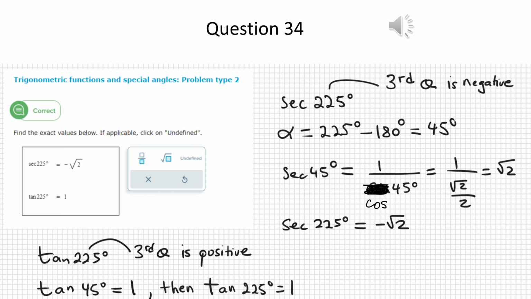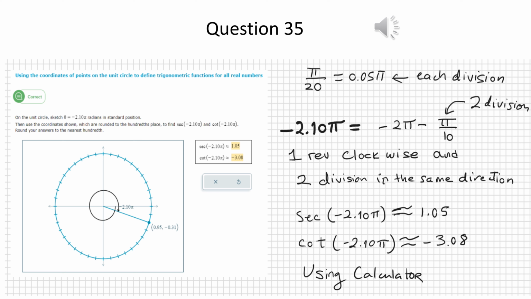Okay, the angle in this example is minus 2.10 pi. Negative 2.10 pi is equal to minus 2 pi minus pi over 10 in fraction. Each division is pi over 20, 0.05 pi. Therefore, pi over 10 represents 2 divisions. So to sketch the angle, it is 1 revolution clockwise and 2 divisions in the same direction. Exactly the idea here. The rest is calculated.